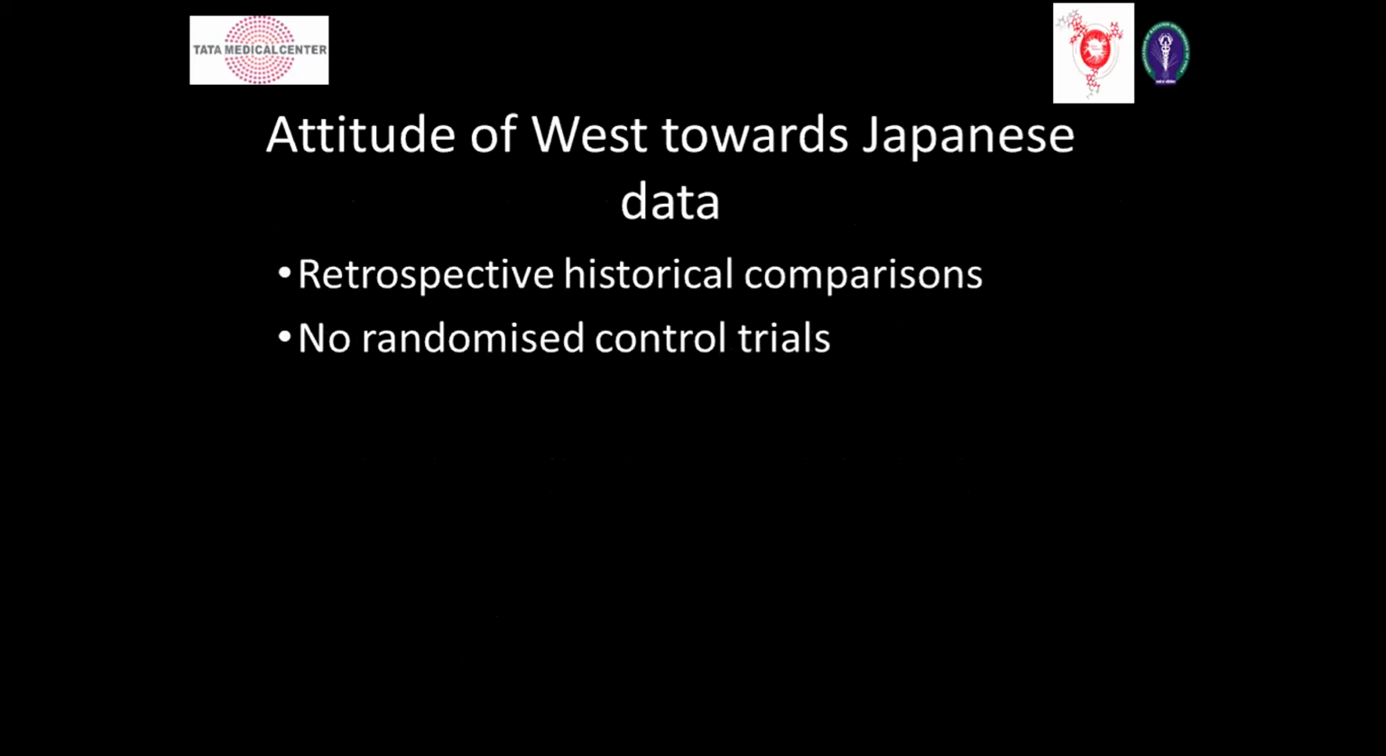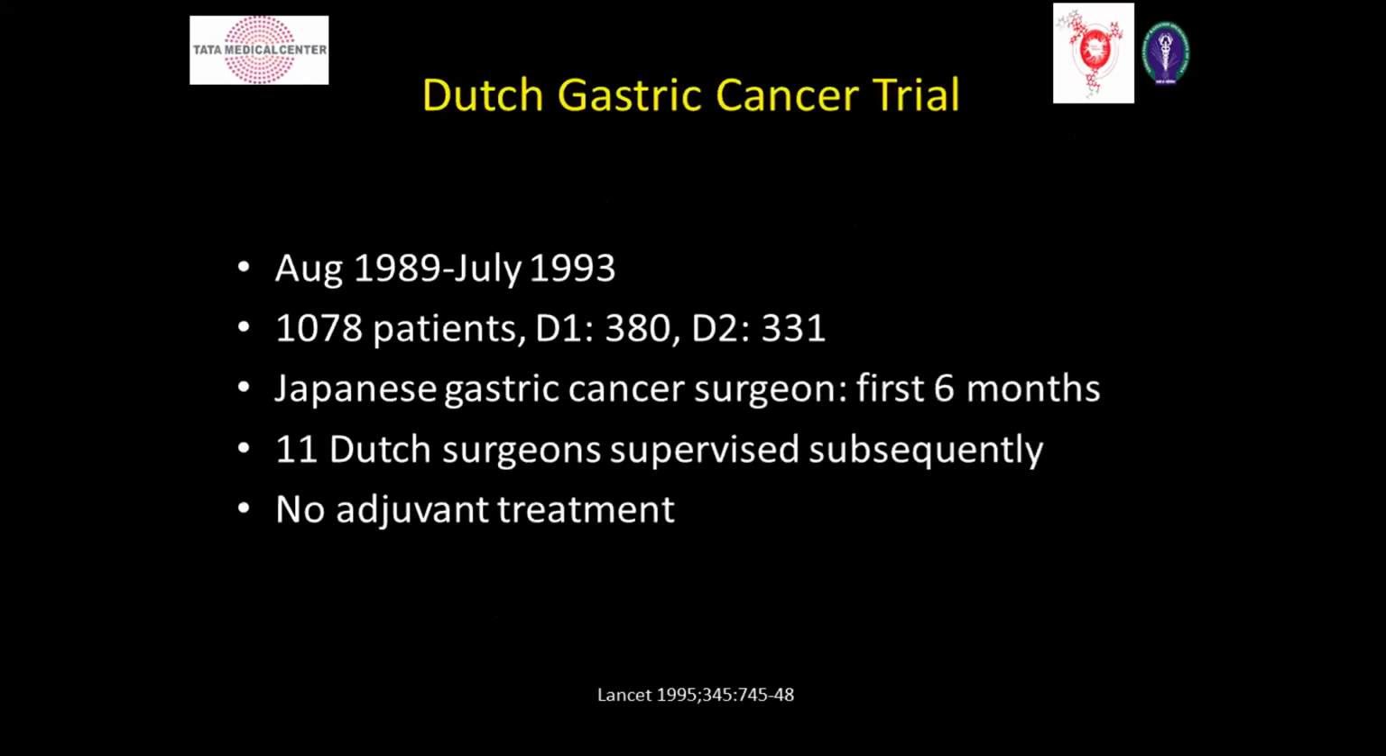They have criticized the Japanese data as a retrospective study because they collected the data from their registry and there was no randomized control trial. So they wanted to prove whether D2 actually helps. This is one of the pioneer trials, the Dutch gastric cancer trial, to prove whether D2 surgery has any benefit in gastric cancer.